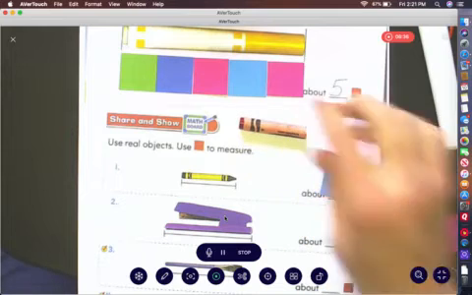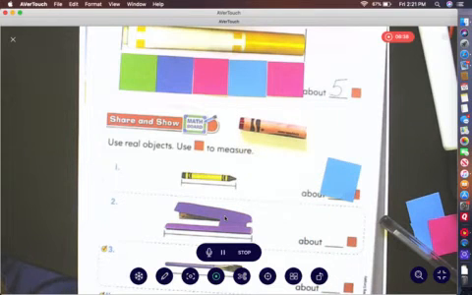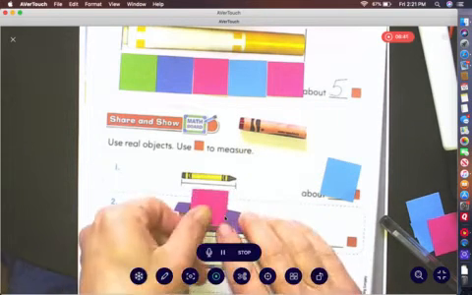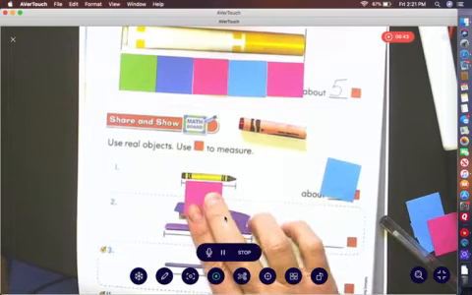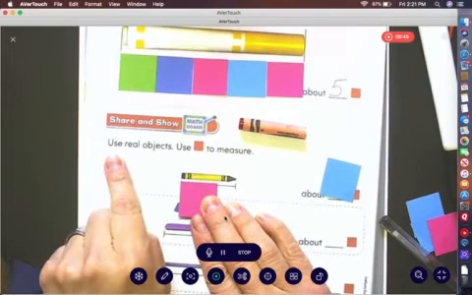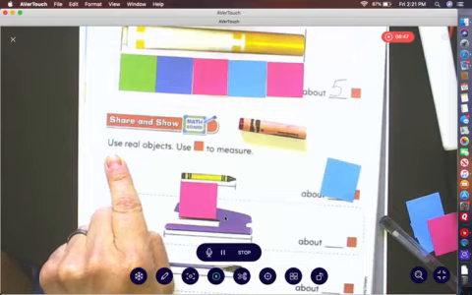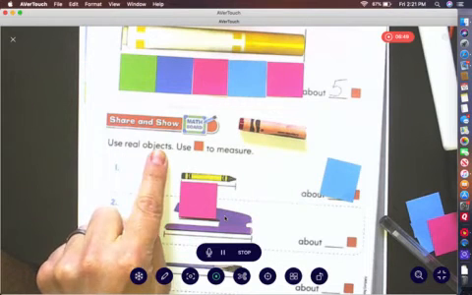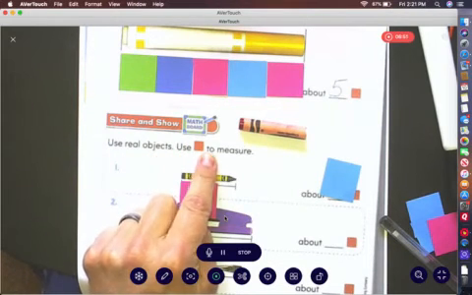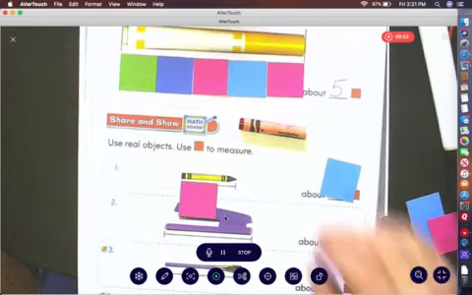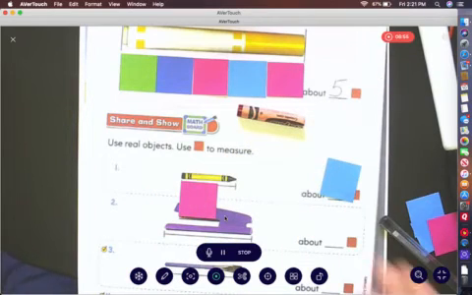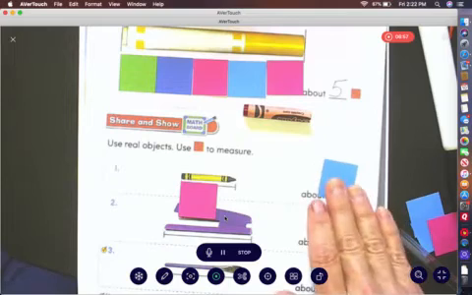The first thing I found was this broken crayon. I want to point out you're not measuring this picture of a crayon. The directions, you should always read the directions first. Use real objects. Use your squares to measure. So I went and found what I had for a crayon. That was the first thing I could find.